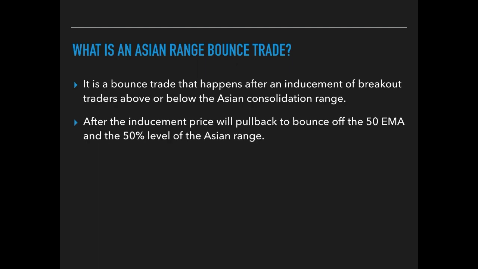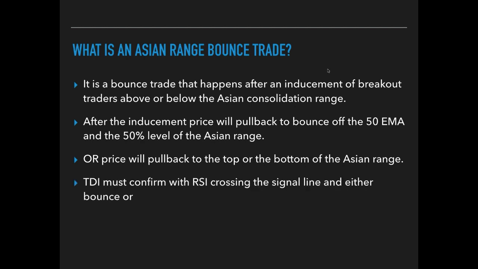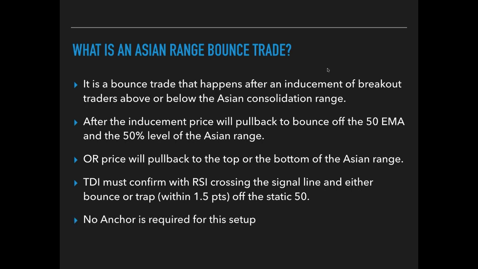After the inducement, price will pull back to bounce off the 50 EMA and the 50% level of the Asian range, or price will pull back to the top or the bottom of the Asian range. The TDI must confirm with the RSI crossing the signal line and either bounce or trap within 1.5 points off of the static 50. And no anchor is required for this setup.